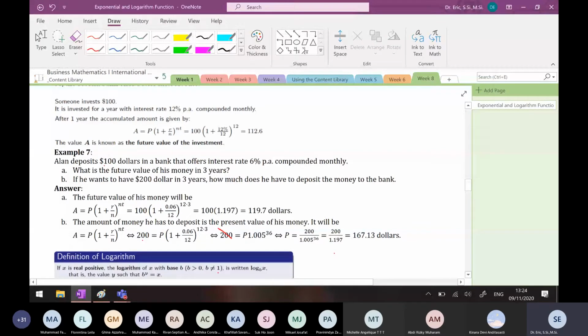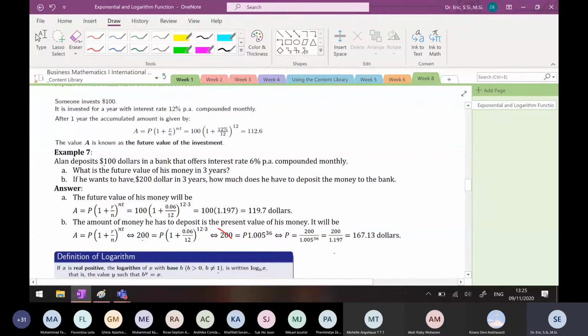So if Alan deposits $100, what is the future value of his money? This is the accumulated amount of his money after 3 years. So the future value of his money in 3 years is the accumulated amount after 3 years. So I can just use the formula and I have $119.7. Don't forget, use full sentences. Okay, what about this one?